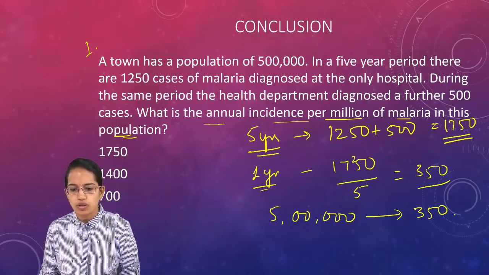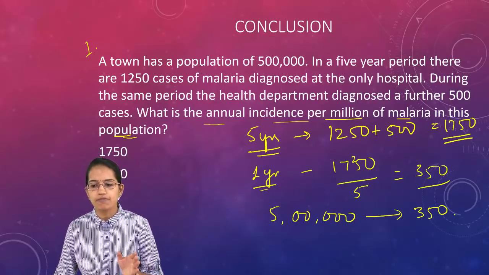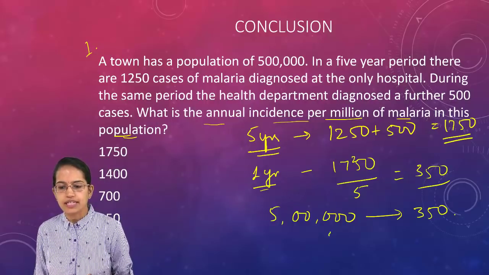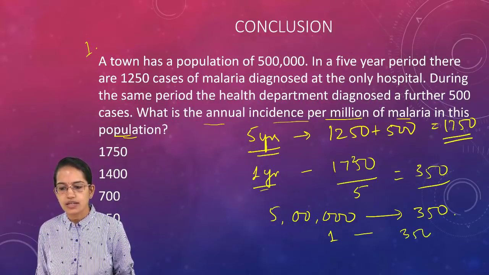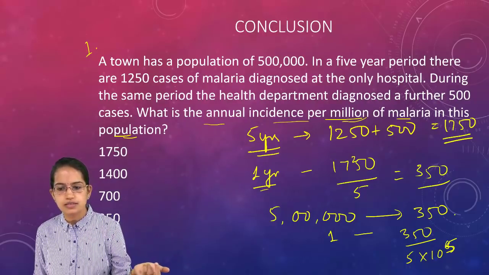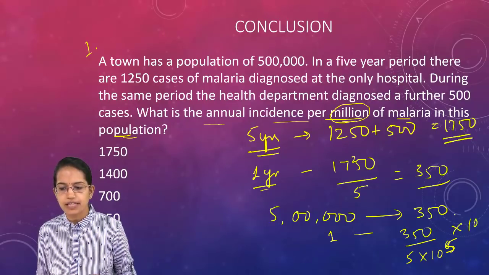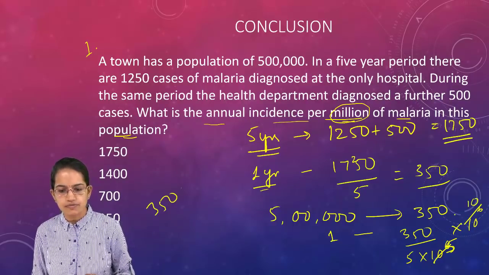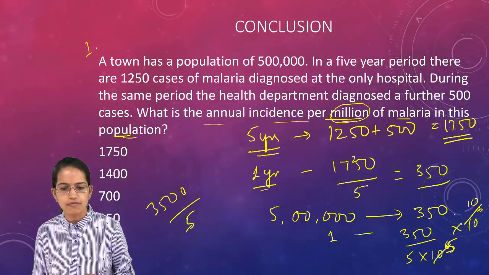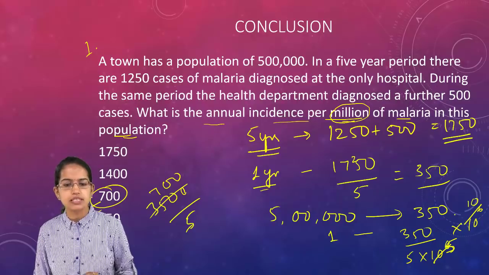So here when you have the population of 5 lakh, you have 350 cases that are seen. When I say the population would be 1, it would be 350 divided by 5 lakh, so 5 into 10 raised to the power 5. And when the population is a million, as given in the annual incidence per million, I multiply it by 10 raised to the power 6, so this makes it 10. So 3500 divided by 5, and that's 700. So your right answer would be choice C, which is 700.